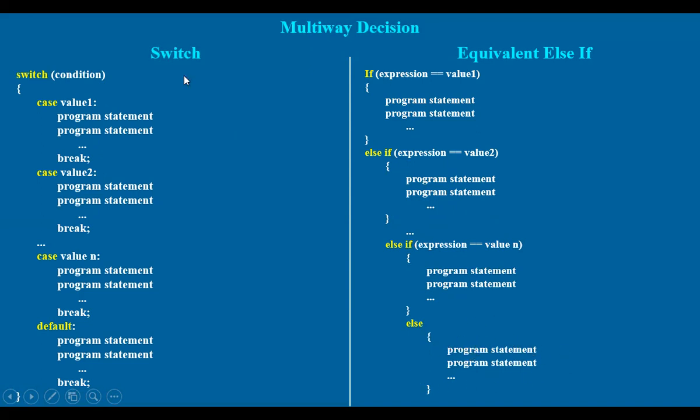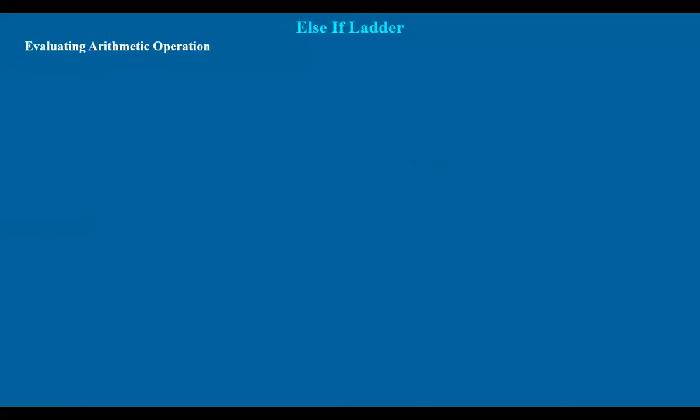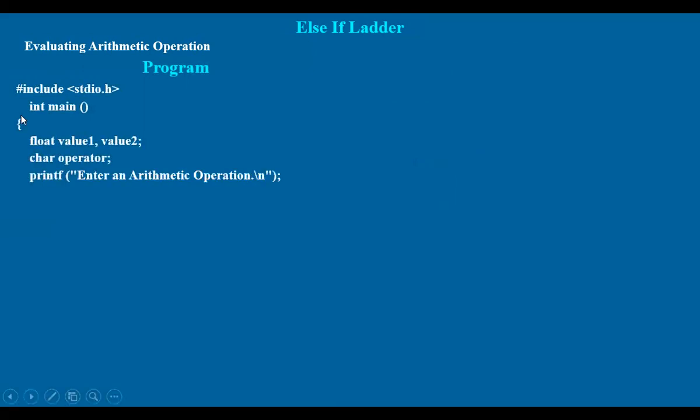Like this, the switch operator as well as if else can be compared and can be used to obtain the same type of result. Let us implement these two and let us see how it works. Evaluating arithmetic operation. Suppose you want to perform a certain operation like plus, minus, multiplication and division. We have taken 2 float variables and a character operator, and we are going to read these values.